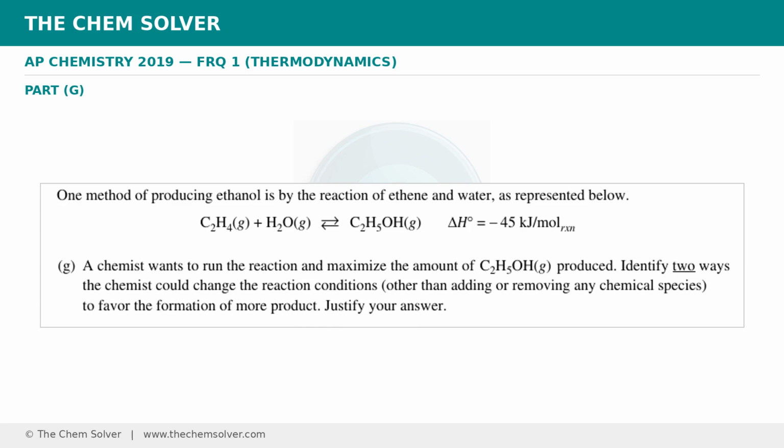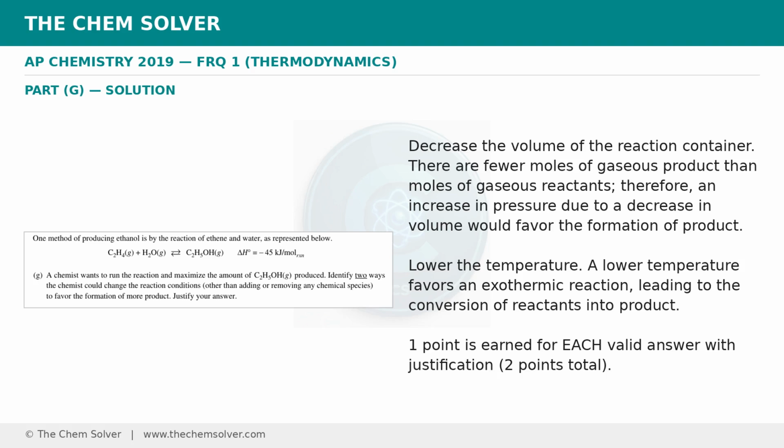Identify 2 ways the chemist could change the reaction conditions, other than adding or removing any chemical species, to favor the formation of more product. Justify your answer. Decrease the volume of the reaction container. There are fewer moles of gaseous product than moles of gaseous reactants. Therefore, an increase in pressure due to a decrease in volume would favor the formation of product.